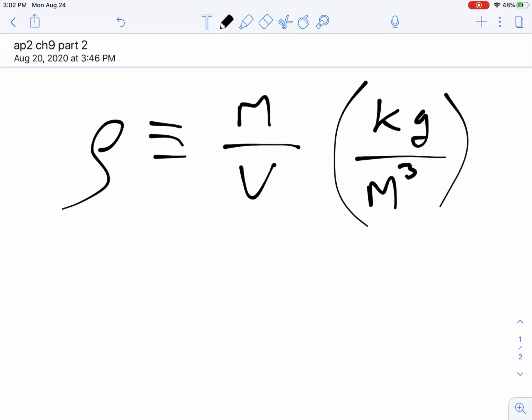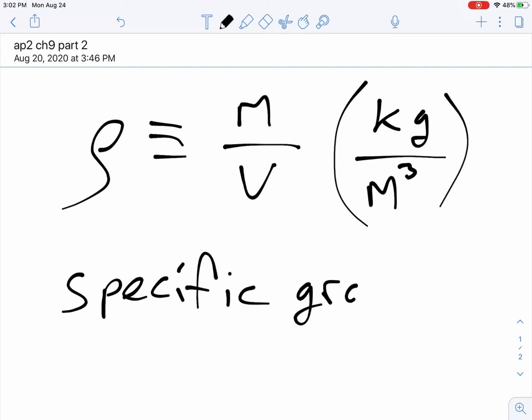Another term you actually hear from time to time is called specific gravity. This isn't something we're going to hear very often, but the term specific gravity just describes the density of an object compared to the density of water. It is the ratio of the density of an object to the density of water at 4 degrees C.